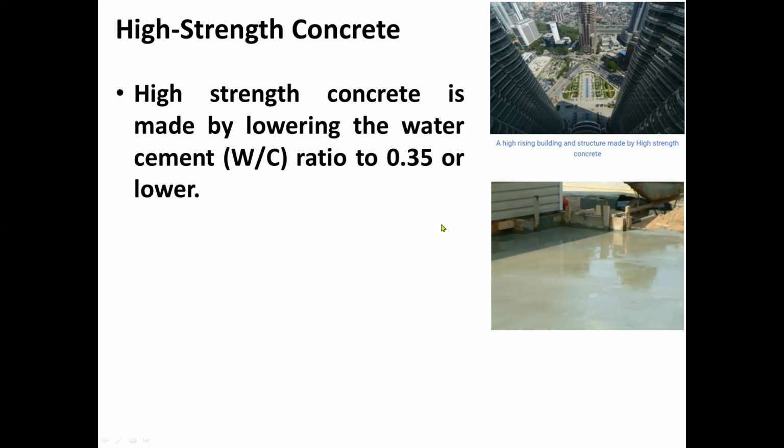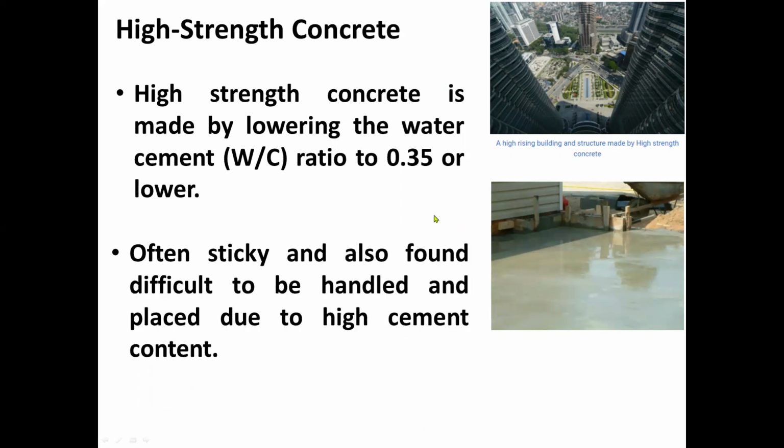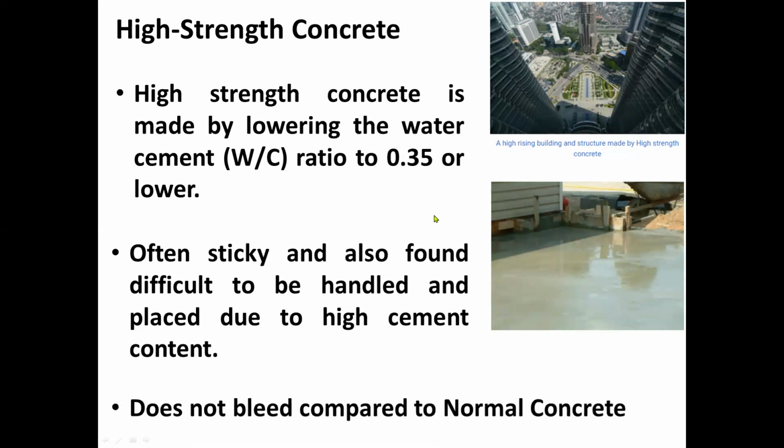High-strength concrete is made by lowering the water-cement ratio. Kailangan ang water-cement ratio natin is 0.35 or lower. 0.35 or mas mababa pa. Isa yan sa dapat nating tandaan para ang konkreto natin ay ma-qualify sa pagiging high-strength. Often sticky and also found difficult to be handled and placed due to high cement content. Does not bleed compared to normal concrete. So kailangan wala tayong bleeding na nakikita sa ating high-strength concrete or mixture of concrete.